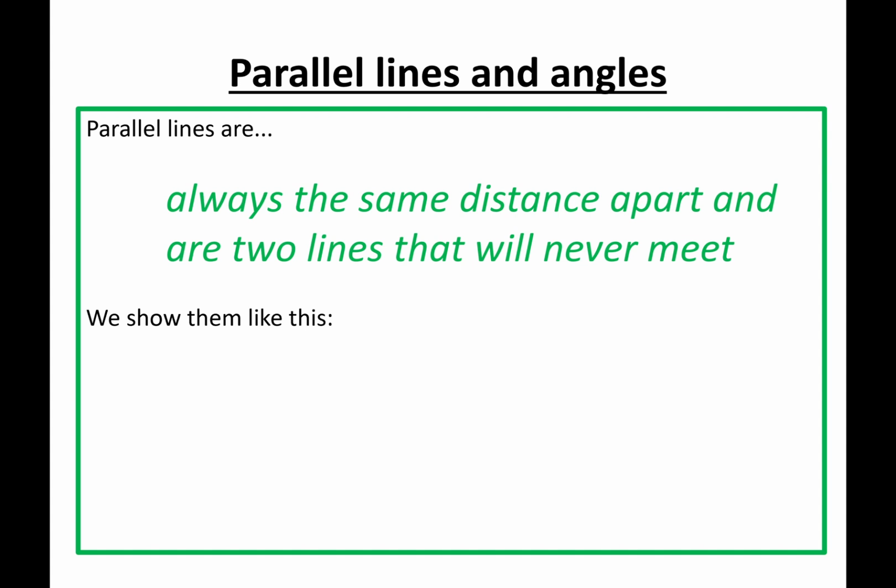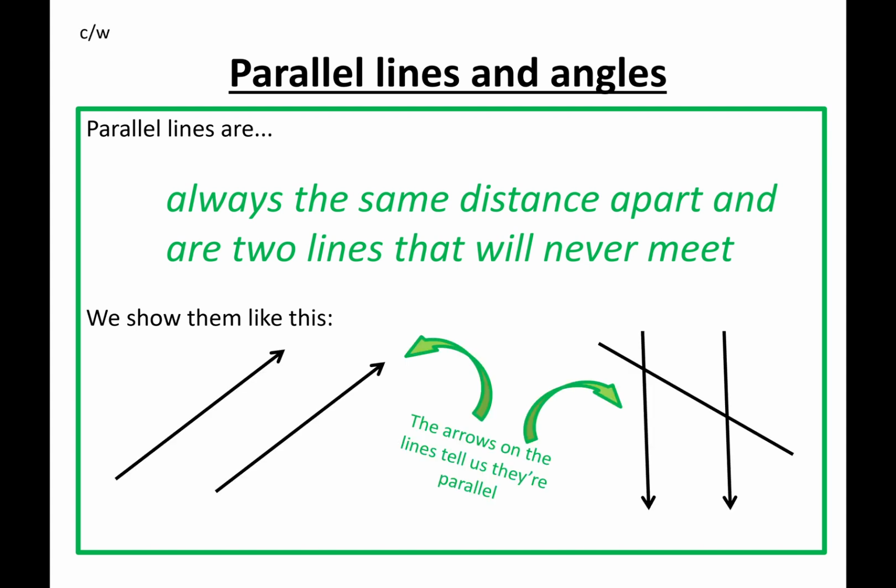First, let's remind ourselves of what parallel lines are. Parallel lines are always the same distance apart and are two lines that will never meet. We show them like this. The arrows on the lines tell us that they're parallel.